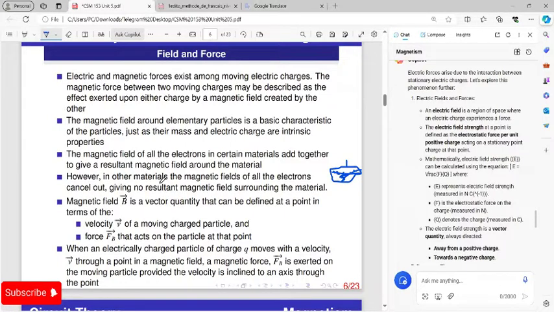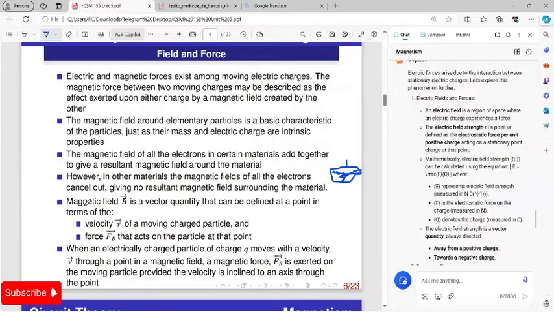However, in other materials, the magnetic field of all electrons cancel each other. Here, he's trying to talk about materials that are non-magnetic. So for these materials, the magnetic fields cancel each other.